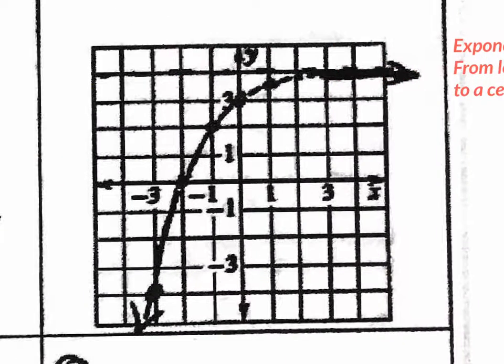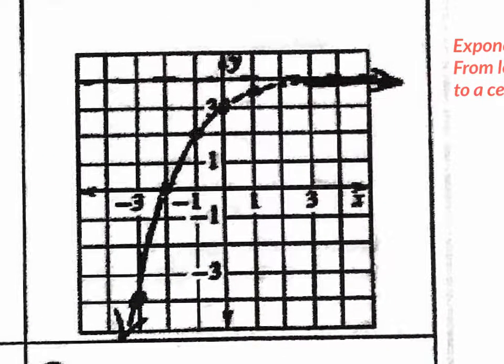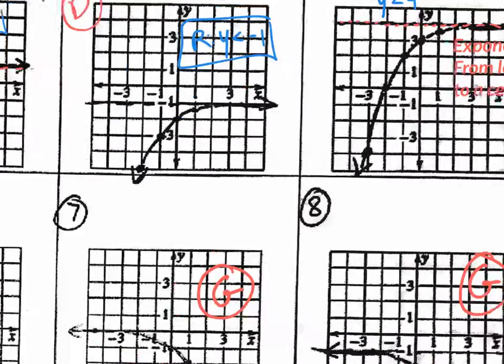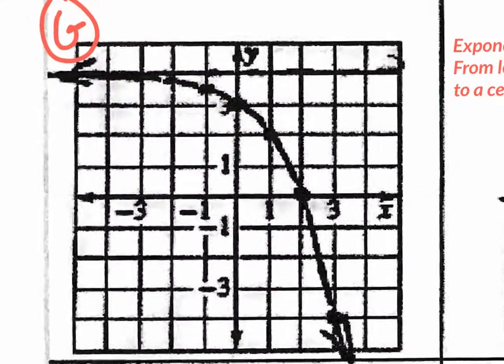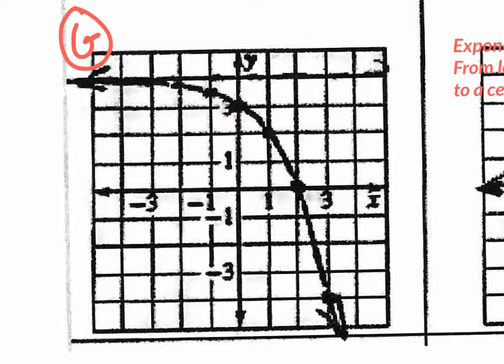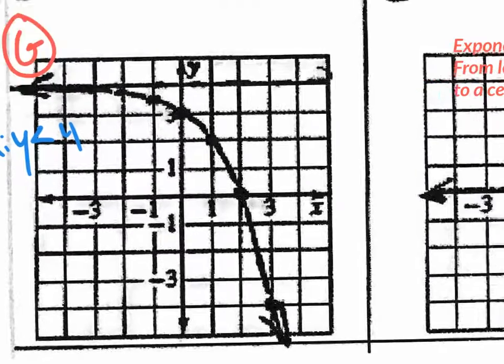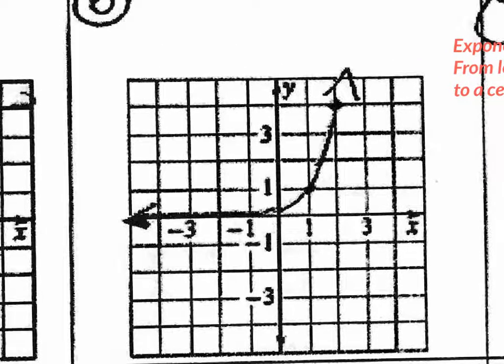How about this guy over here? What's the range there? Well, here's your asymptote. Y is less than 4. Excellent. You guys are getting this good. All right. How about over here? What's the range right there, guys? Y is less than 4 again. Okay, good. How about over here? What's the range right there?